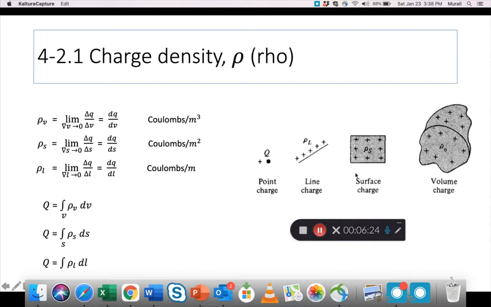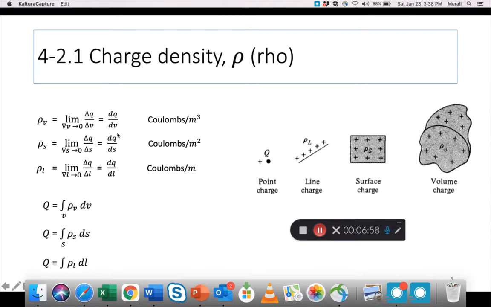For a surface charge we say rho S, and that is the charge on the surface, the density of that charge. Similarly, volume is with a V, rho V. So rho L, rho S, rho V, and we're going to use these a lot, so try to become familiar with them. The real definition of this is rho V is the limit as delta V tends to 0 of delta Q by delta V, which we also write as the differential dQ by dV.